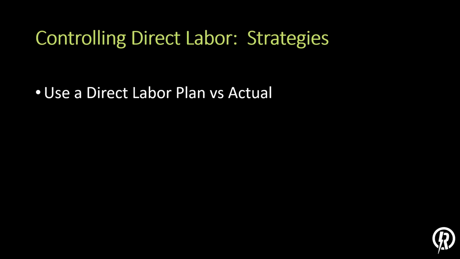Okay, so now let's talk about what we think are the primary and most effective strategies for controlling direct labor. Number one, we want to use a plan versus actual. What was our plan for direct labor expense? What did we actually spend? And is there a gap that we need to be managing? That might sound familiar because we talked about that with cost of goods sold. What did we plan for cost of goods sold? What was it actually? Okay, what's the gap? That's where we have an opportunity to go make an improvement.